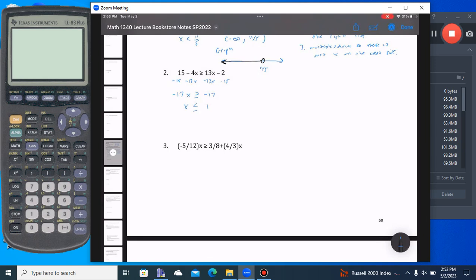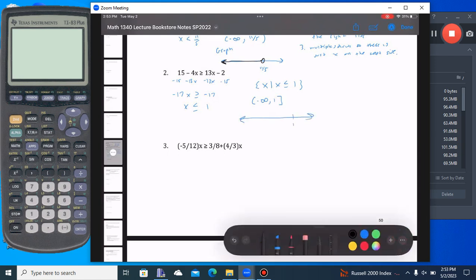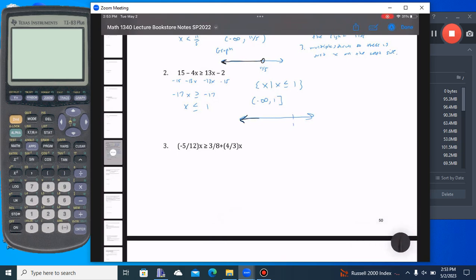Then set notation: x such that x is less than or equal to 1. Interval notation would be negative infinity to 1, and this time we'll use a bracket since 1 is included. And then graph notation: everything to the left, up to 1, and you can use a closed circle or a bracket.